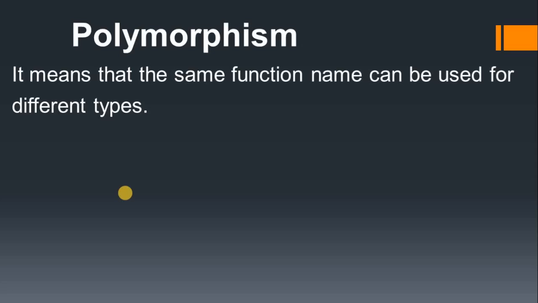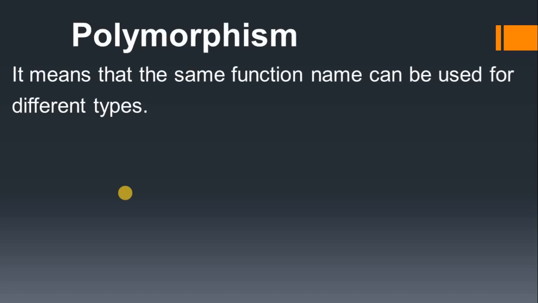It means that the same function name can be used for different types. Same function name means their name will be the same. For example, in our day-to-day life, more than two people may have the same name. Suppose two students have the same name, but it doesn't mean that their behavior or their way of working is the same. Suppose both are named Ajay, and one is an engineer and the second is a doctor, so they will do different tasks.